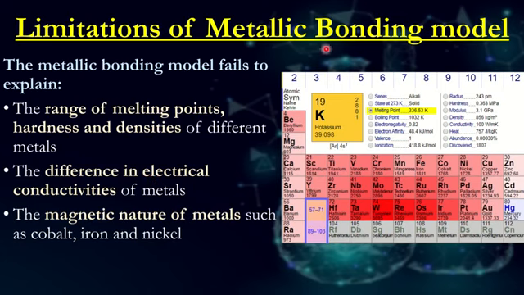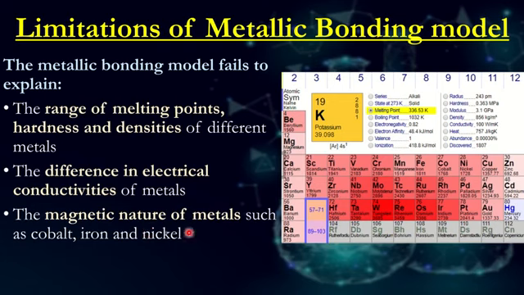Some limitations with the metallic bonding model: we can't really explain exactly why there is a range of boiling points. So if you have a look at this periodic table here, there is a huge range of different boiling points of all these transition metals. So we can't really explain with this model alone why that's the case.